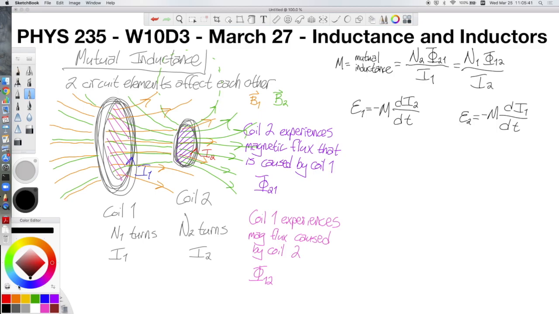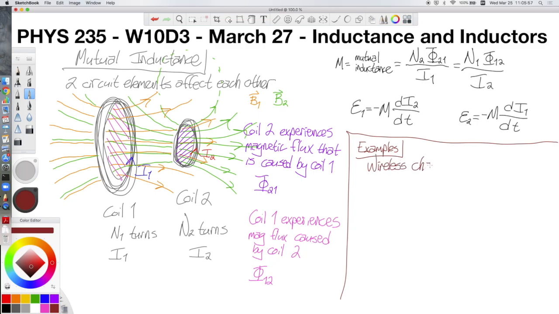So, I want to talk about some examples of when we might actually see mutual inductance in a circuit or in real life. One of them that some of you may have, that I don't, is wireless charging devices. With wireless charging devices, you have to put your devices on some sort of special pad in order to charge them. Inside of the pad, there is a big loop of wire. And somewhere inside of your phone, there is also a big loop of wire, as big as possible to get the biggest amount of flux.